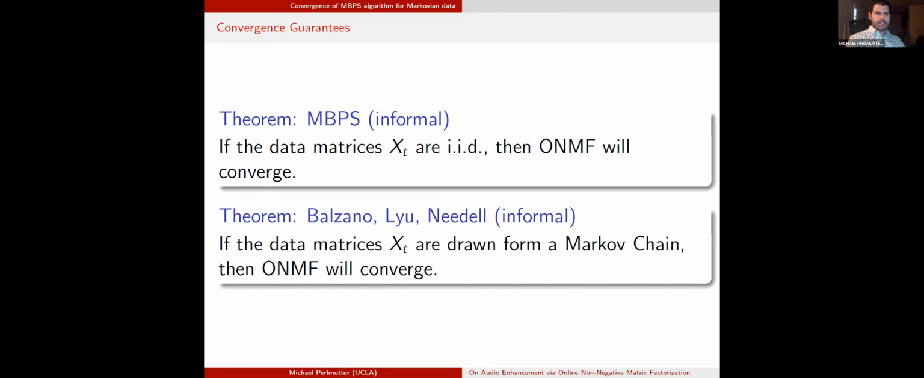And what can be shown, which was first done by Mairal, Bach, Ponce, and Sapiro, and then later extended by Balzano, Lu, and Nadakuditi, is that if the data matrices are drawn in an IID manner, or even if they are drawn from a fairly general Markov chain, then this method will converge to exact reconstruction or to the best possible reconstruction.